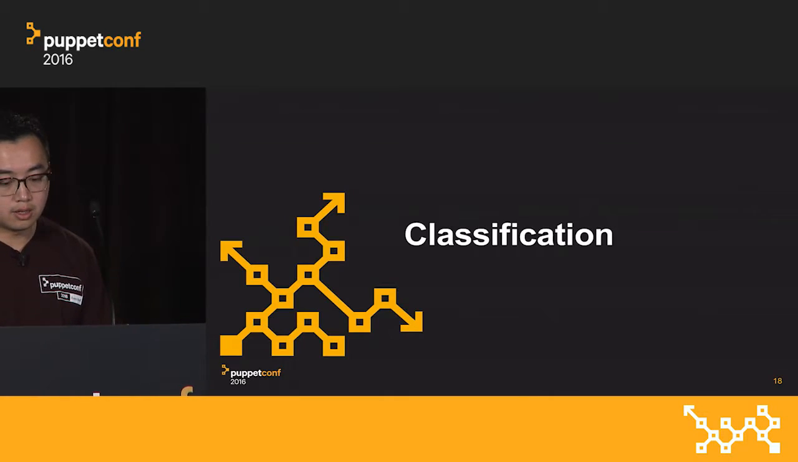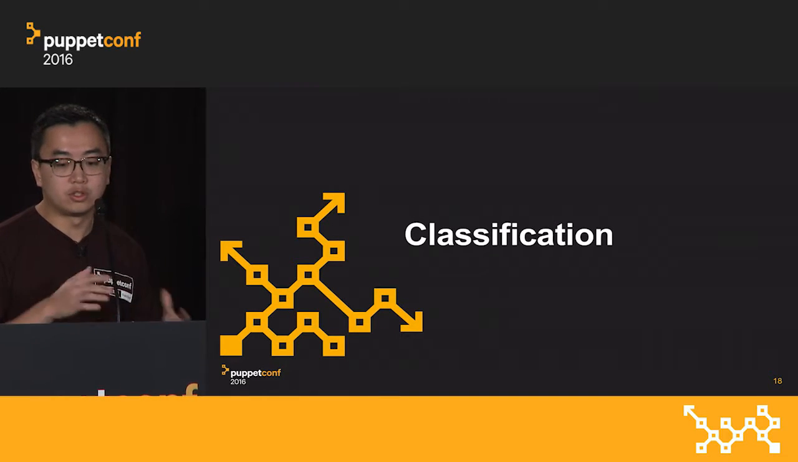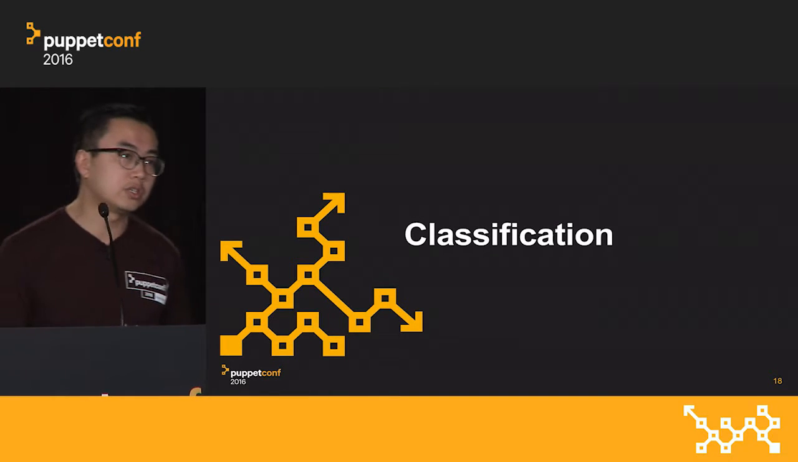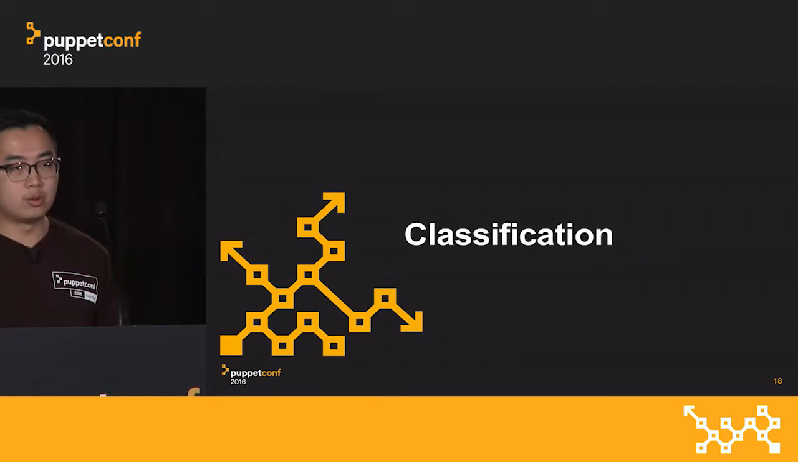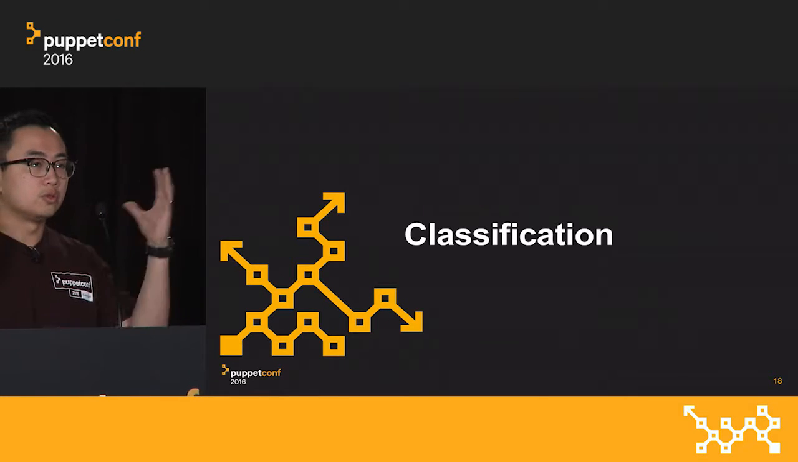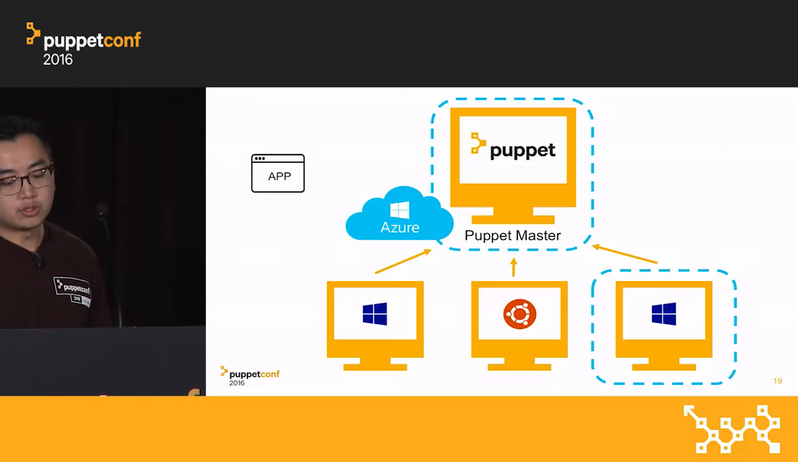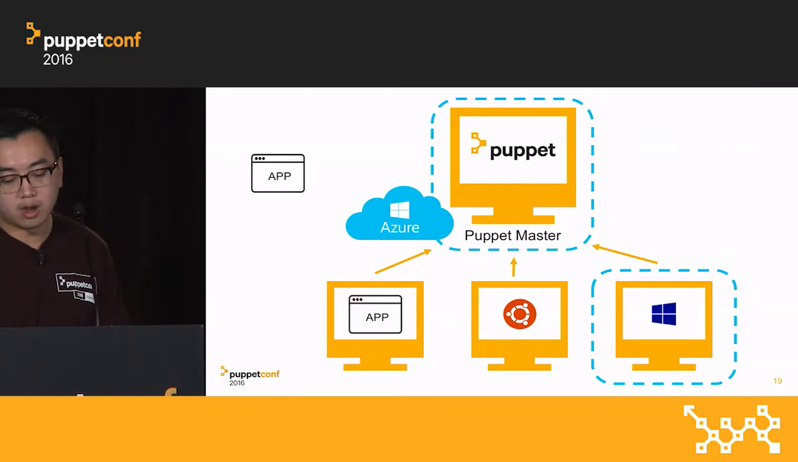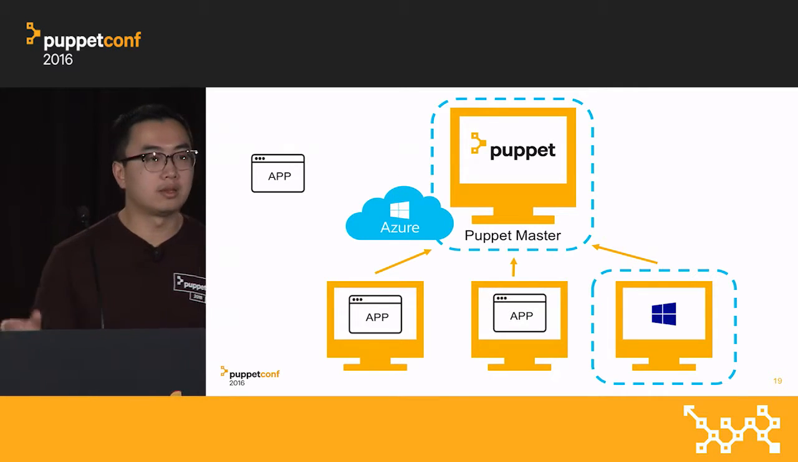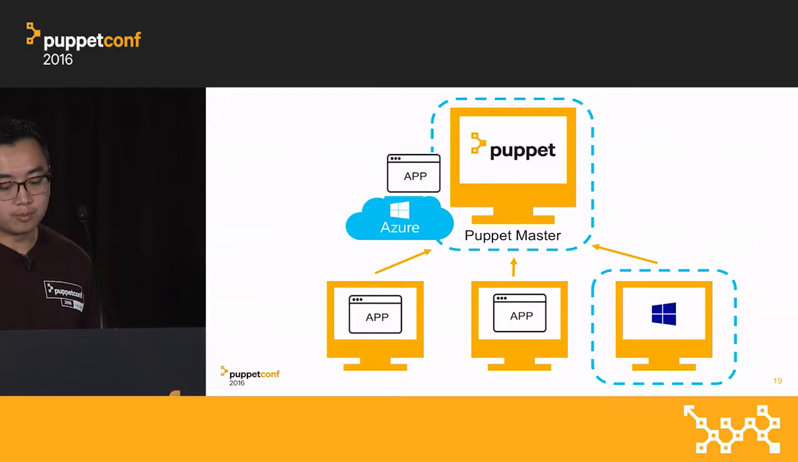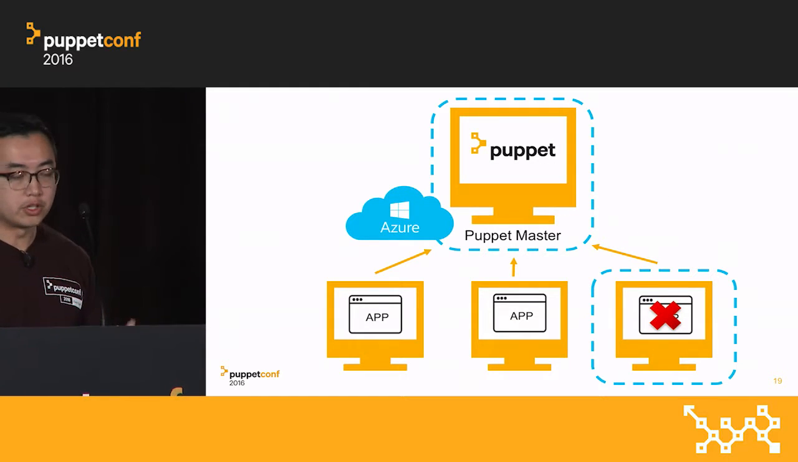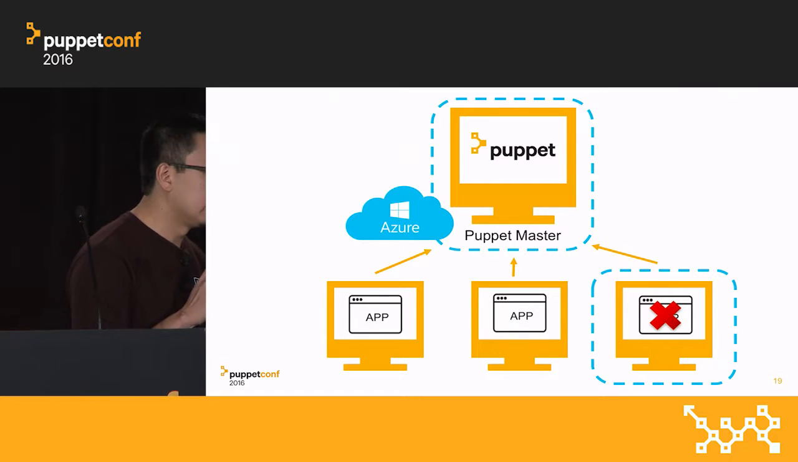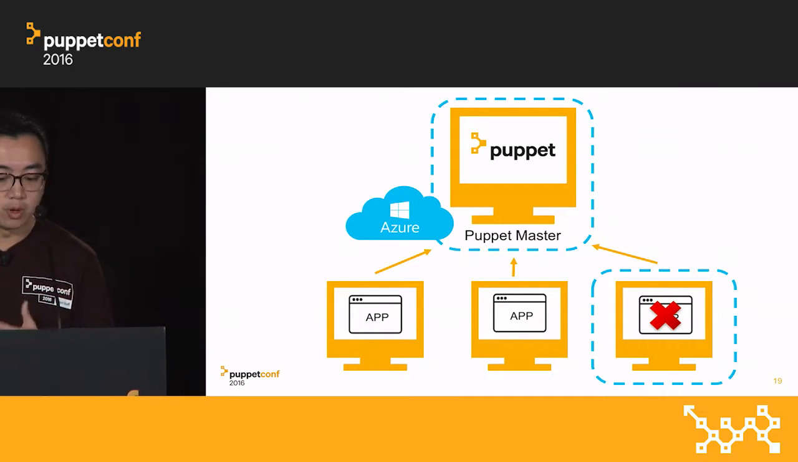Now I wanted to shift a little bit and talk about classification. You might run into a problem where now that you have all these new VMs spinning up in Azure, how do you determine which ones are which? If you have an application, you might say, I only want that application to run on my on-premise machines and not in my Azure VMs. Or you might want to say exactly the opposite. And so you need a smart way to determine whether or not a VM is running in Azure or not.